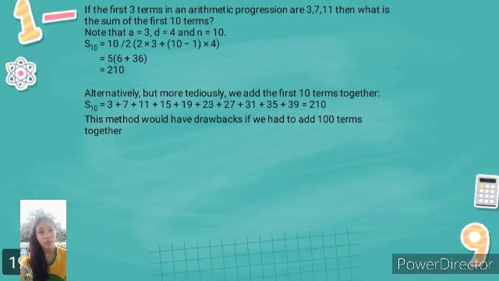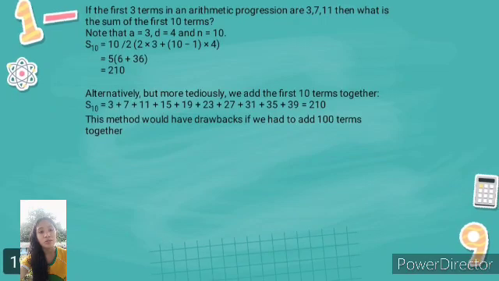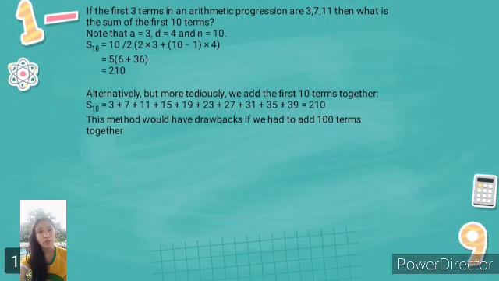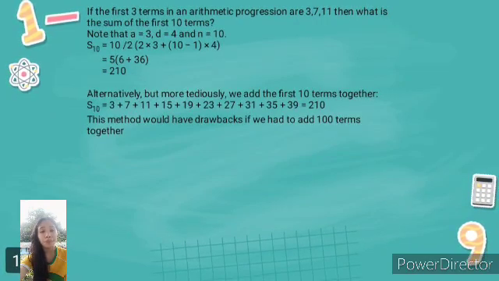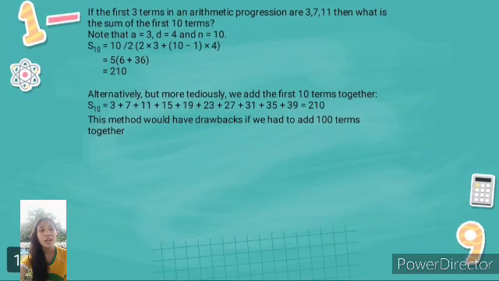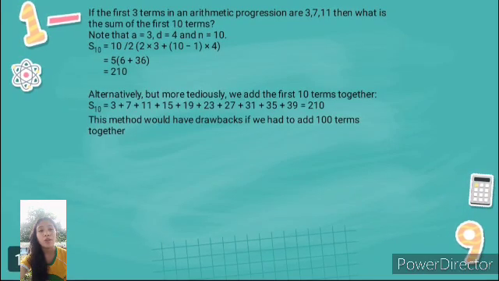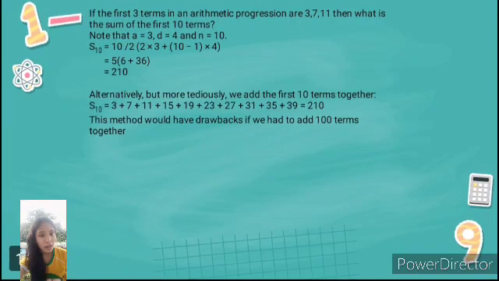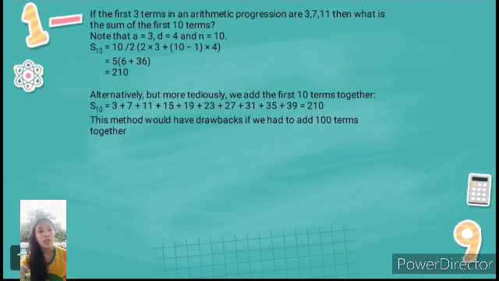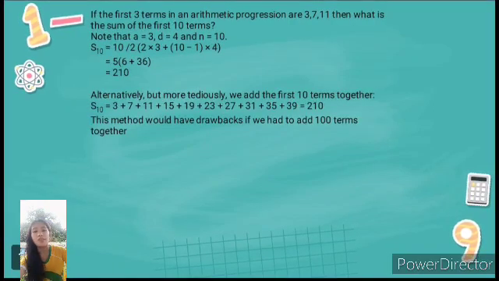This method would be a drawback if we had 100 terms. So it is much better to use the formula than this kind of method. It will take longer to finish, especially with larger numbers.